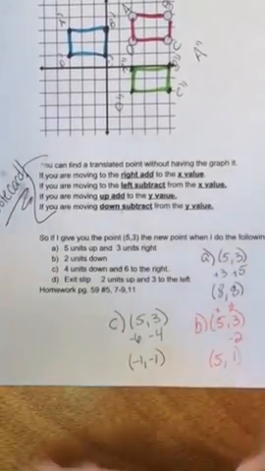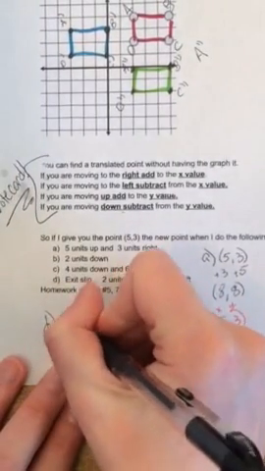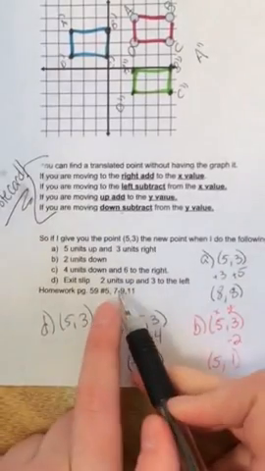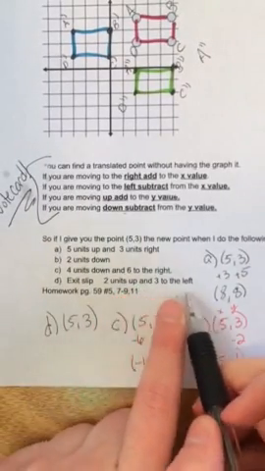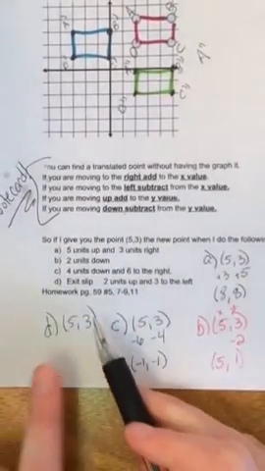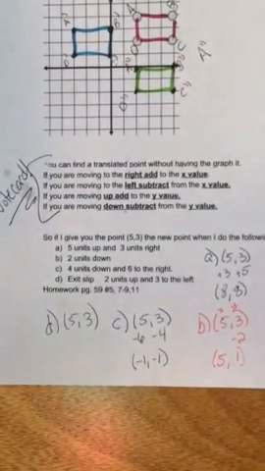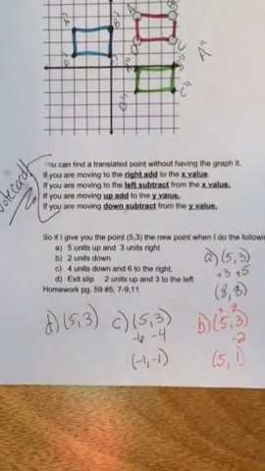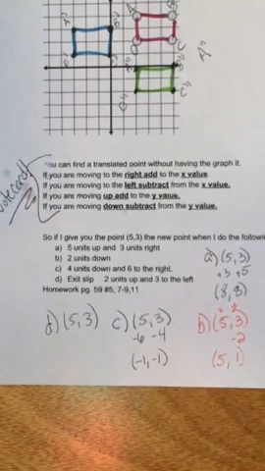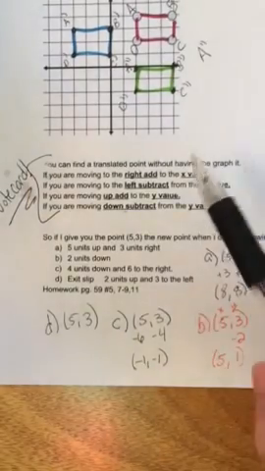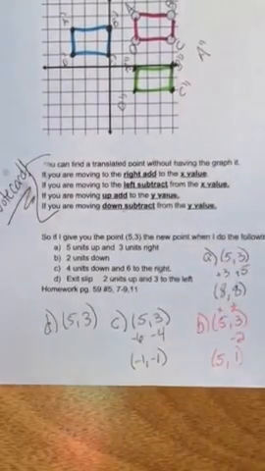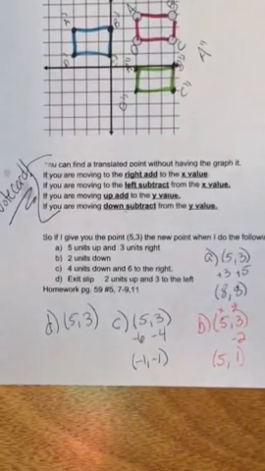Now your exit slip is to do D. You're going to start with 5 comma 3, 2 units up, and 3 units to the left. I want you to tell me what that new point is going to be. Your homework is number 5, 7 through 9, and 11. Please take your time on this and make sure this stuff gets on a note card, and then you'll be ready to go when the test comes.